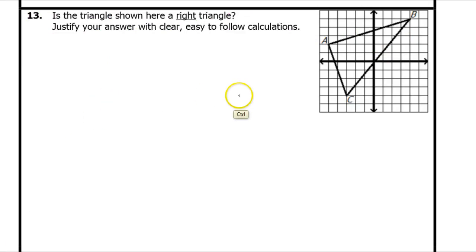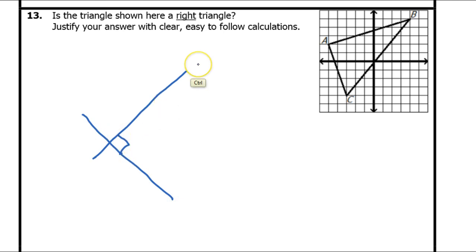For problem number 13, I need to prove whether or not this triangle is a right triangle. So I'm going to use slopes to do that. So let me explain one thing about perpendicular lines. If I have two lines that are perpendicular, perpendicular means that they form a 90-degree angle. Let's say that the slope of one line is 2/3.